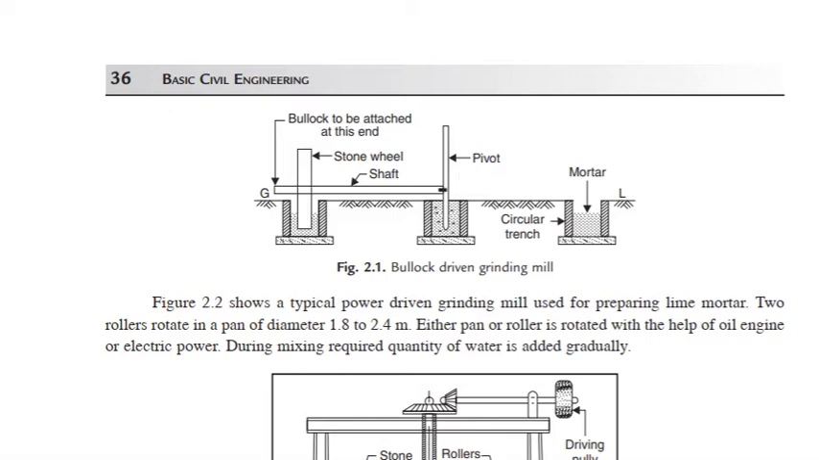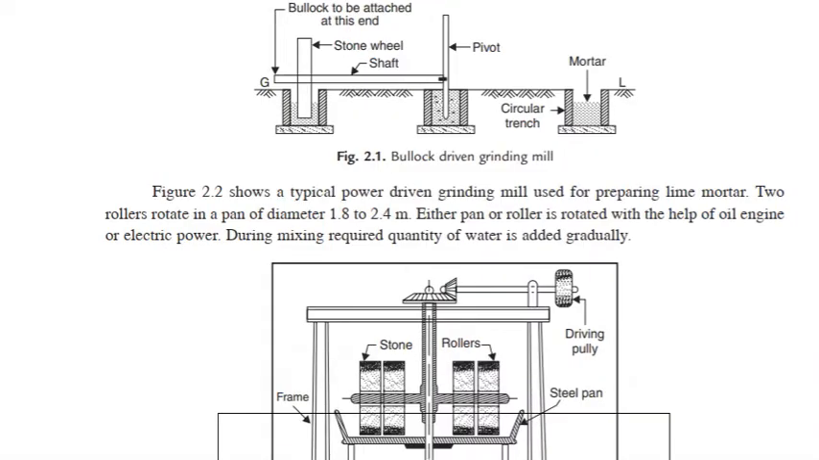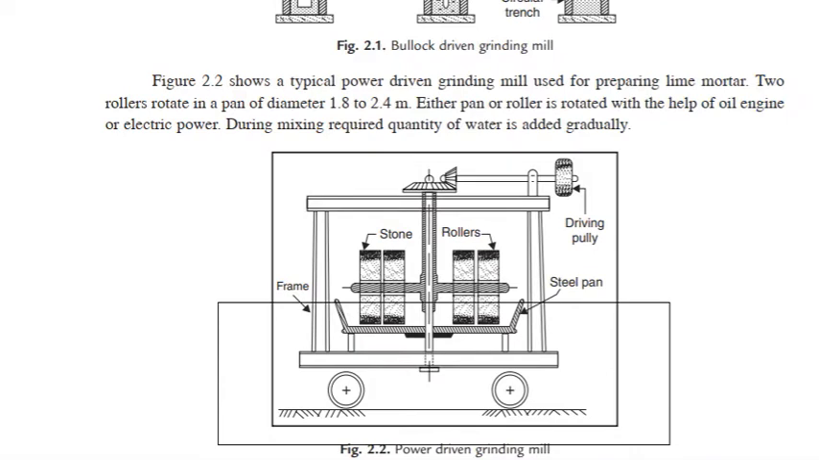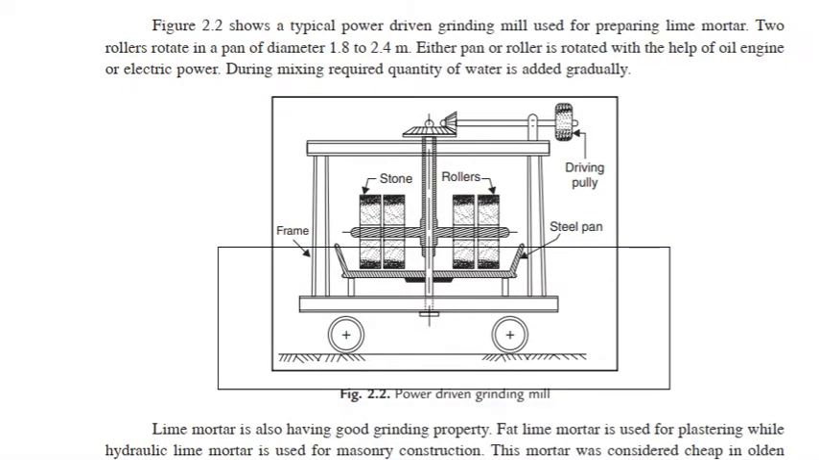Figure 2.2 shows a typical power driven grinding mill used for preparing lime mortar. 2 rollers rotate in a pan of diameter 1.8 to 2.4 m. Either the pan or the roller is rotated with the help of an oil engine or electric power. During mixing, the required quantity of water is added gradually. Driving pulley, steel pan plus stone rollers, frame. Fig 2.2. Power driven grinding mill.